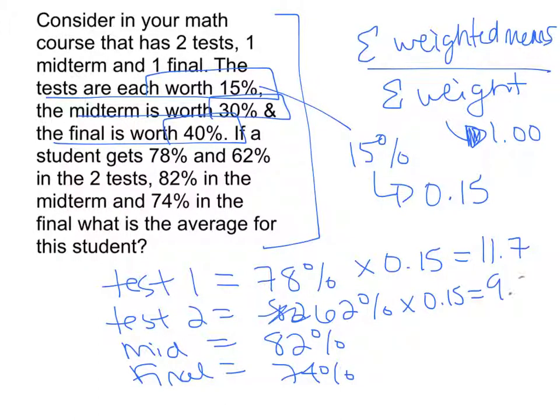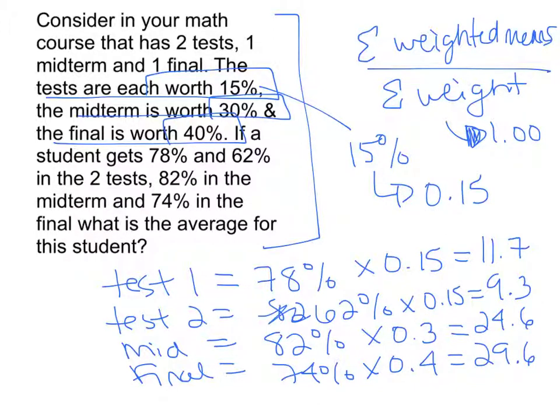We get 9.3. The 82% for the midterm, we're going to multiply by 0.3 because it's worth 30%. So 82 multiplied by 0.3 gives us 24.6. And then the final is worth 40%, so we're going to multiply this by 0.4. So 74 multiplied by 0.4 gives us 29.6. So that is what we have tabulated, those scores.